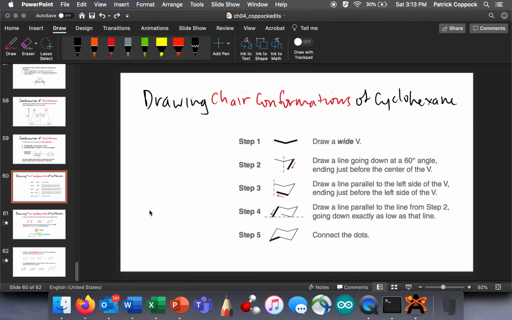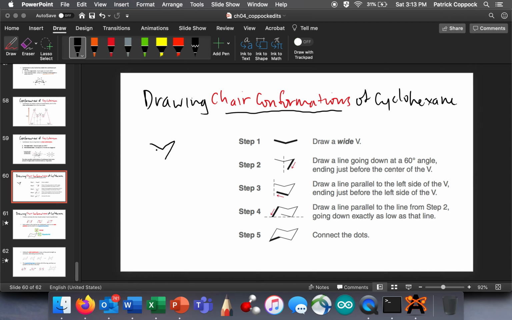So the first thing that you're going to do when you're drawing these, the steps of course come from Klein, and I think they're fantastic. So the first thing you're going to do when drawing a chair conformation of cyclohexane is draw a wide V. That's, of course, a carbon and another carbon. Then step two is you draw a 60-degree angle.